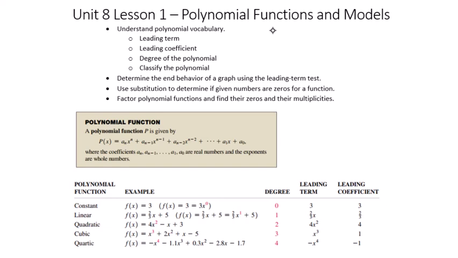Today we're going to be talking about polynomial functions and models. We're going to briefly revisit polynomial vocabulary. We're going to look at end behavior. We're going to do some substitution to test for zeros. And then we're going to look at multiplicity of those zeros.